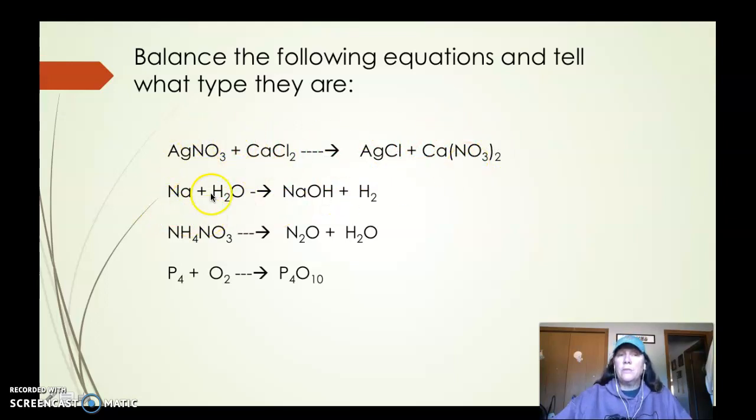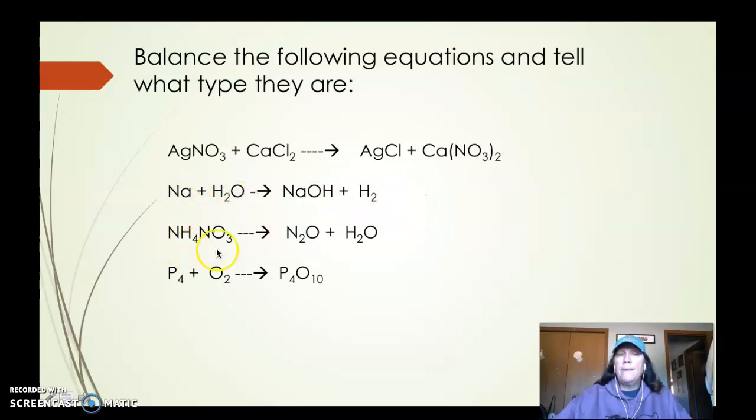Okay. On this one, I start with 2 and end with 2, so that's also either going to be single or double. Now I look for elements by themselves. Here I have sodium by itself, I have hydrogen by itself. So basically, sodium kicks out hydrogen. Sodium replaces it. So this is just a single replacement.